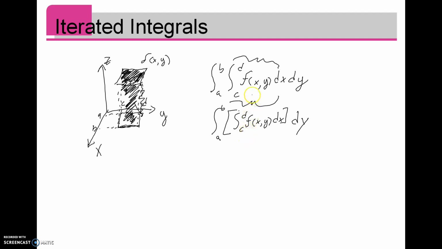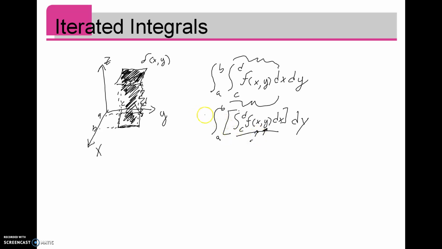So there's a couple things here. You've got a function that you're integrating with respect to dx. That means you're going to assume or make y a constant. And then when you do the outside integral, you're making the x a constant.